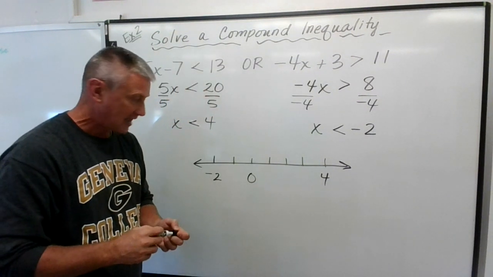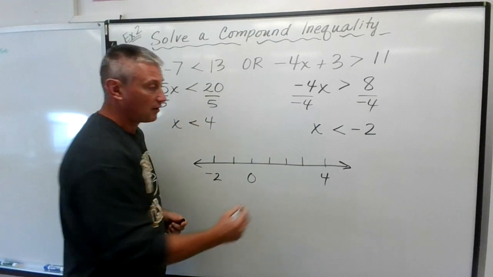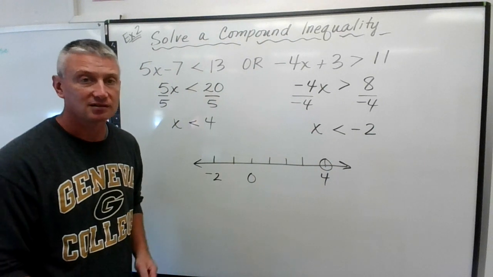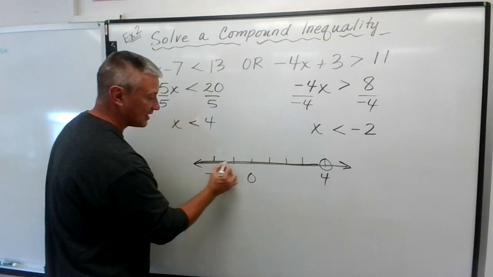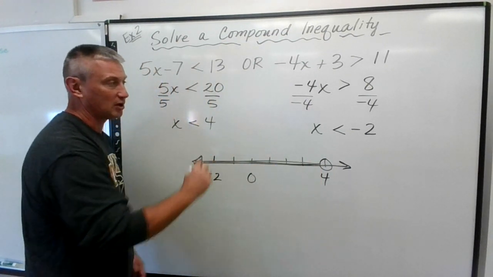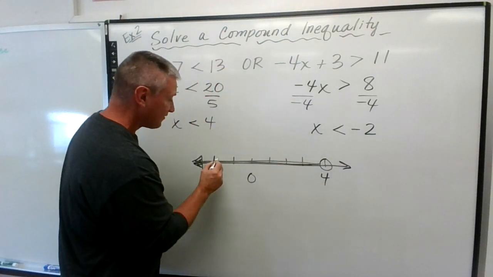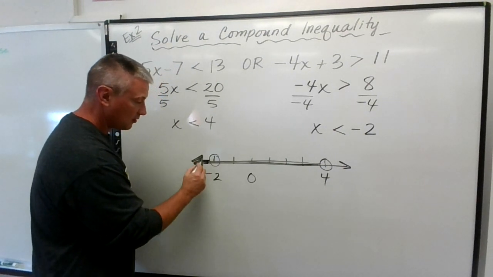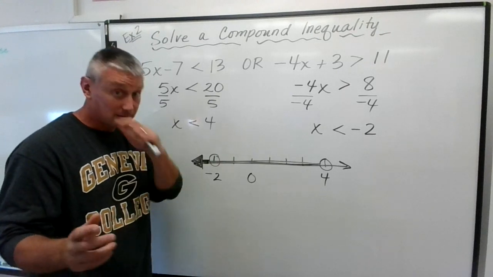So watch what happens. If x is less than 4, that means we have an open circle on 4 because it's only a boundary, because it's less than. It is everything that is included on this side, and it continues on forever. That's that piece. This also says x is less than negative 2. Well, if I have negative 2 here and the answers are less than negative 2, then it should also go this way.